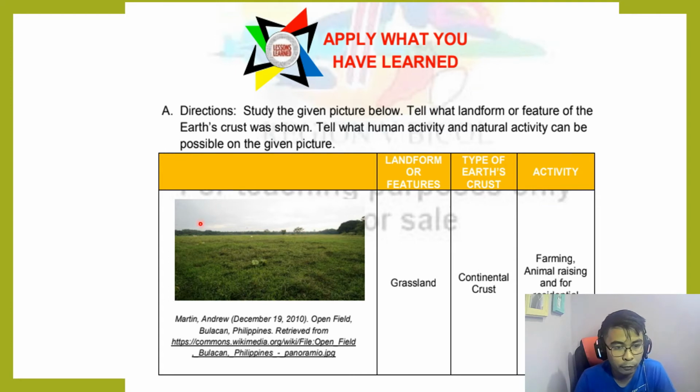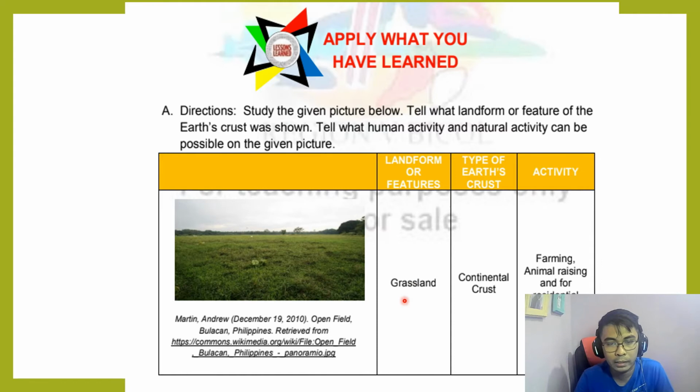So for the first picture, you can see there an open field located in Bulacan, Philippines. So obviously, yung makikita natin dito is a grassland. Okay? So yun yung ilalagay nyo sa second column. Because sa first column, makikita yung picture. Sa second column, ilalagay nyo yung landform or yung features na nandoon sa picture na yun.